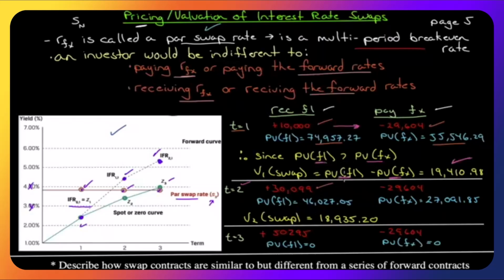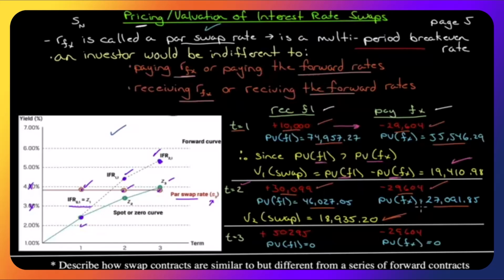Here, we're going to receive $30,099, and we're still going to pay out $29,604. The present value of the floating rate payments left is $46,000. The present value of the fixed rate payments left is $27,000. If you subtract the two, you'll get $18,900. Notice that we have received roughly $40,100, and notice that we paid $59,200. So we're off by about $18,900. We have paid out about $18,900 more than we received.